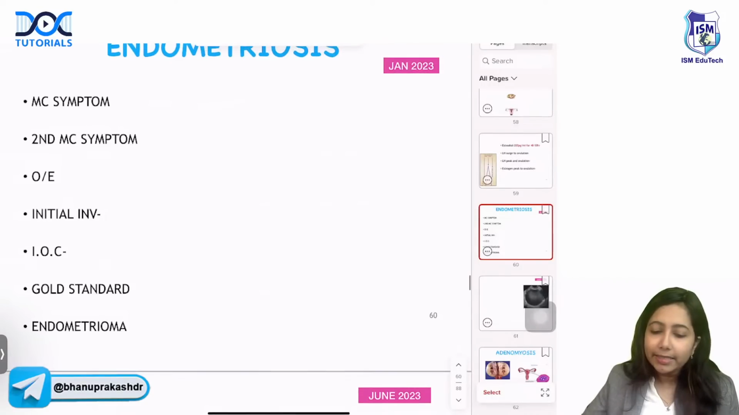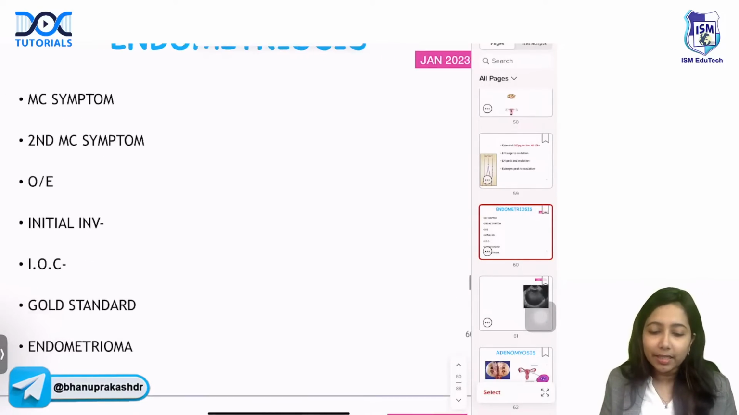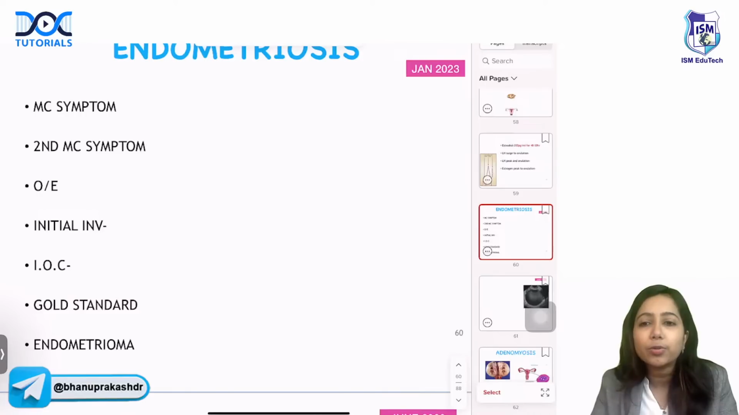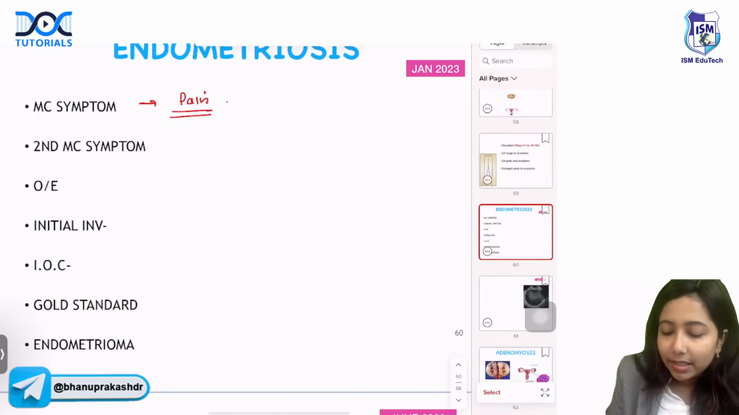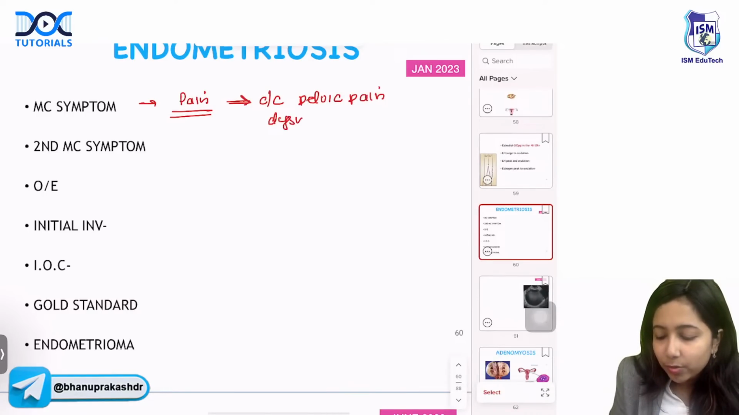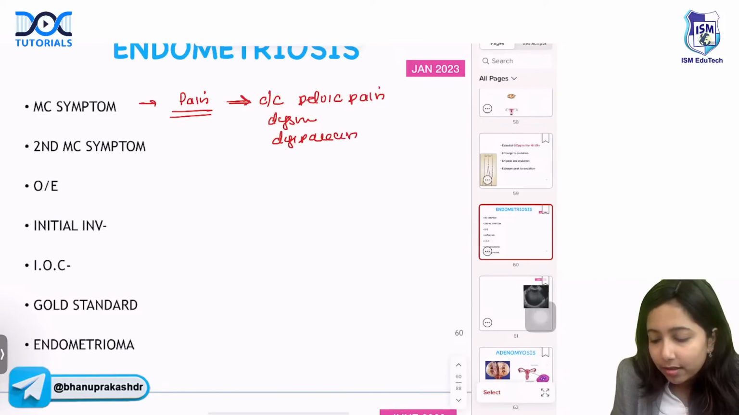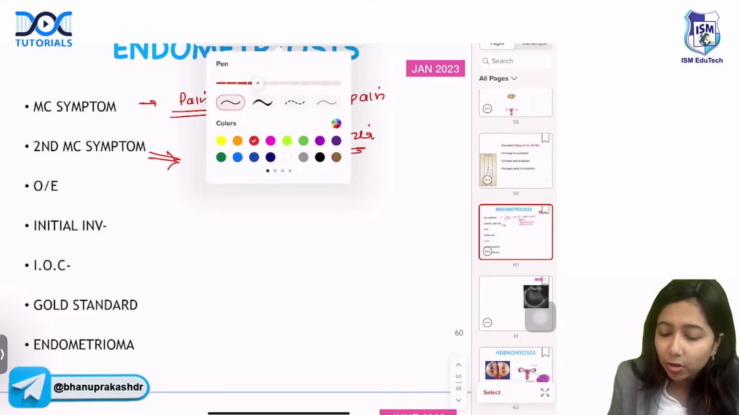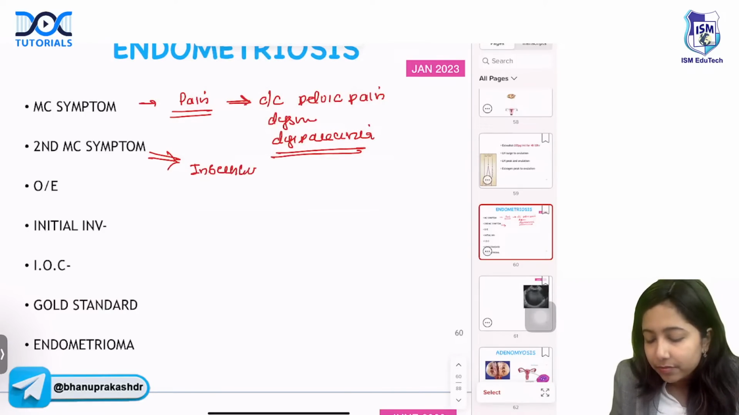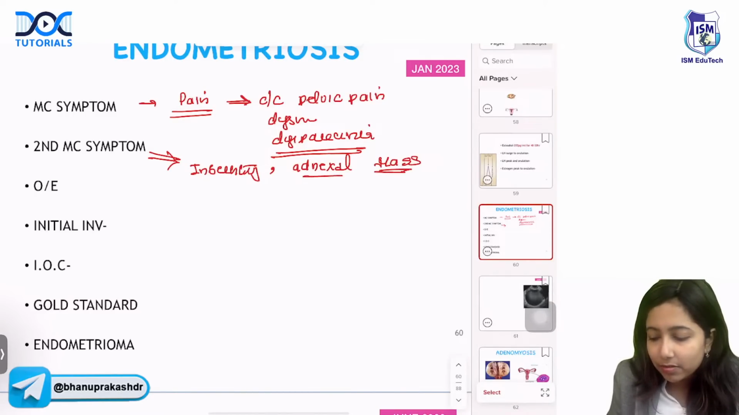So let's come to some of the benign conditions in gynecology. First, let's discuss endometriosis. Endometriosis has been repeatedly asked. So in endometriosis, the patient has a lot of pain, in the form of chronic pelvic pain. There can be dysmenorrhea, and dyspareunia can be associated. Apart from this, the other common symptoms include infertility and adnexal masses.